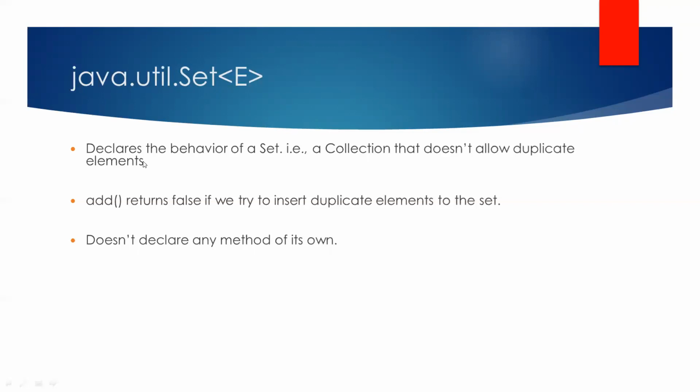So in set, we have unique elements. We cannot have duplicate values. And set will also have a method add, by which we can add the element into the set collection. If the value that you want to add is already available in the set, then that new value will not be added, because set doesn't allow duplicate elements. So in that case it will return false.